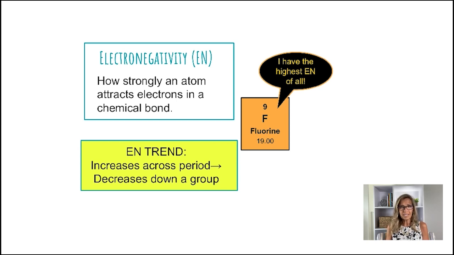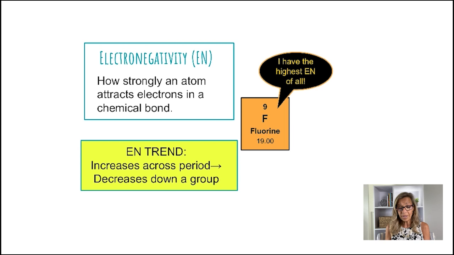So electronegativity, I abbreviate EN for that when I'm working. It is how strongly an atom attracts electrons in a chemical bond. So we will get into bonding in this semester, and this will make a lot more sense. But for now, I just want you to know the definition and understand the trend.